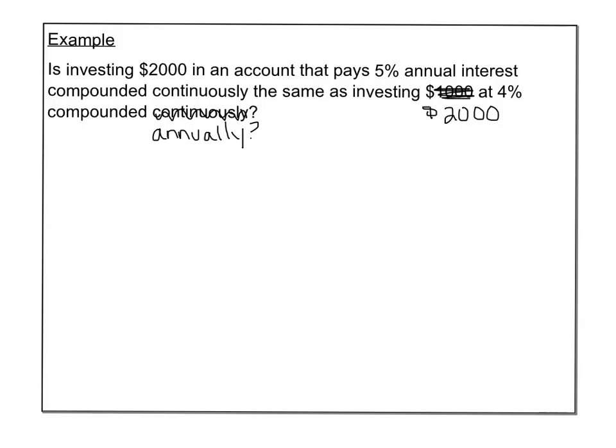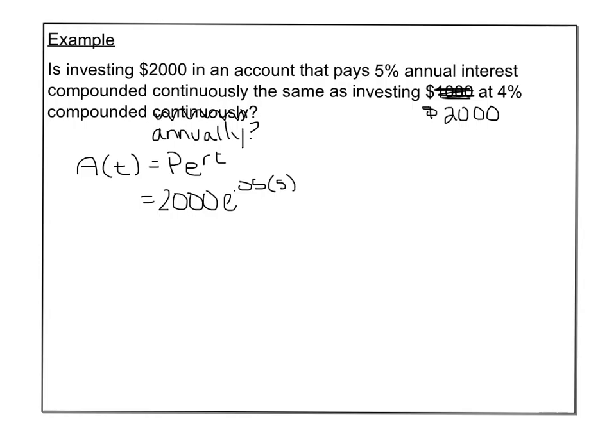So we have two different values that we want to look at. We want to look at if I put in 2,000 at 5% compounded continuously, is that the same as investing 2,000 at 4% annually. So for one we're going to use the PERT because it's compounded continuously, and for the other one we're going to use the regular equation. So first, let's use that PERT equation. The initial amount is 2,000, and we have E. The rate is 0.05, and the time, it doesn't matter what the time is as long as I use the same time on both. So let's use 5 years for this sake.